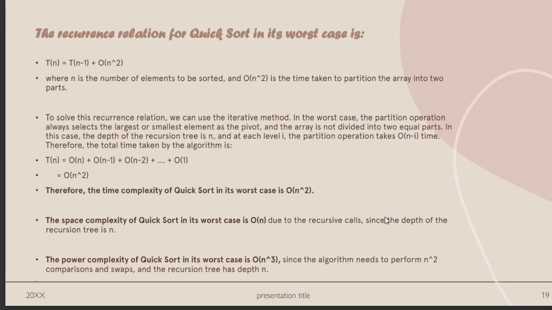The space complexity of quicksort in the worst case is order of n due to recursive calls, since the depth of the recursive tree is n. The power complexity of quicksort in its worst case is order of n to the power 3, since the algorithm needs to perform n to the power 2 comparisons and swaps, and the recursion tree has depth n.